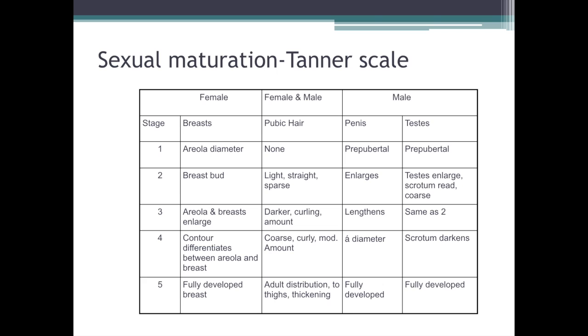The same can be true if they have a disorder where they are not developing. If they're still at Tanner stage 2 and they're 18 years old, we have an endocrine problem. So this ends the lecture on physical assessment of the pediatric patient.